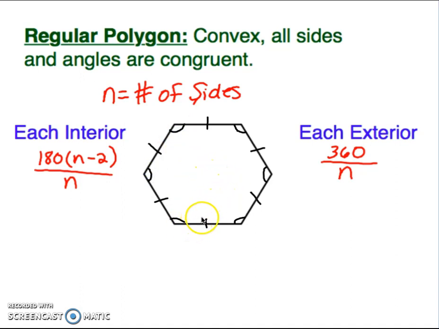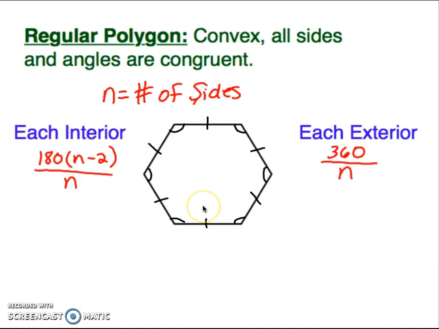So anytime you see that the polygon is marked regular, you should go ahead and mark these so that you will remember that they're congruent. When you solve for the interior and exterior angles, you can be more specific because you know that all angles are congruent.